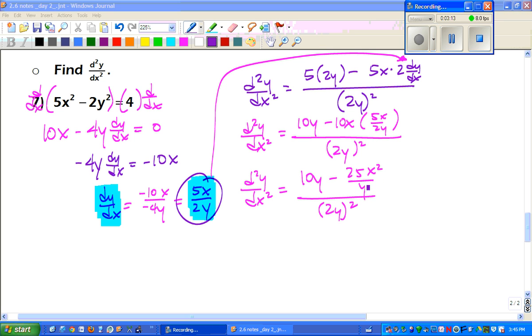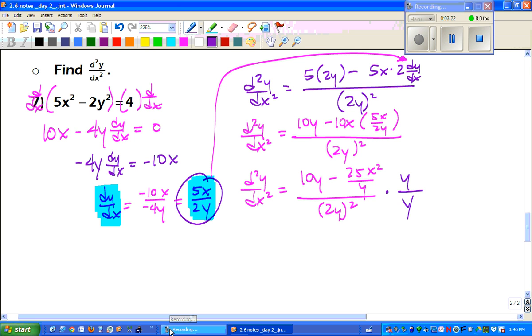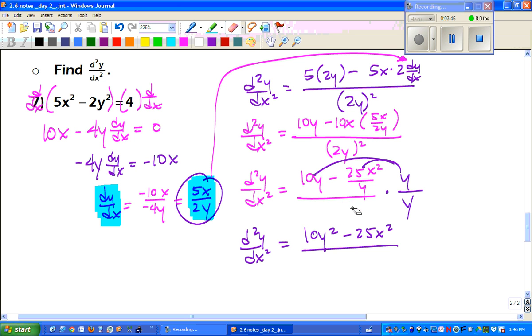So for this, to simplify it further, we need to get this y out of this denominator. And to do that, we're going to multiply the top of the big fraction here by y and the bottom by y. So we're going to distribute that y to both terms up top. Our first term is 10y squared. For the second term, the y's cancel out, and we're left with minus 25x squared. And then on the bottom, if we want to multiply all this together, 2y squared, that is the same as 2y times 2y, which would give us 4y squared. So if we take 4y squared times y, we end up with 4y cubed in our denominator.